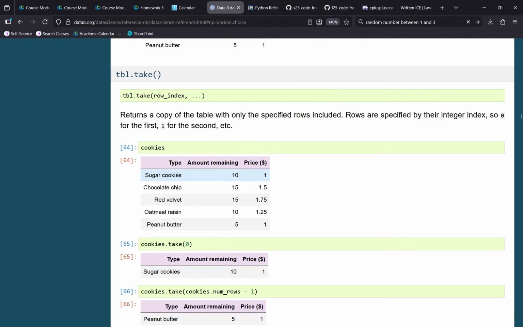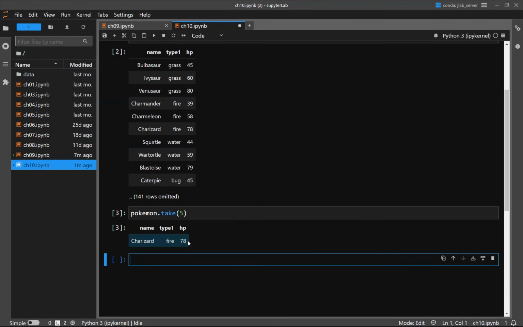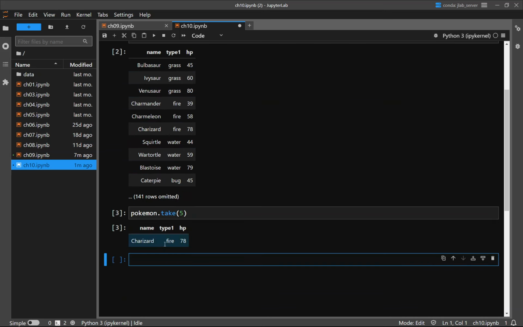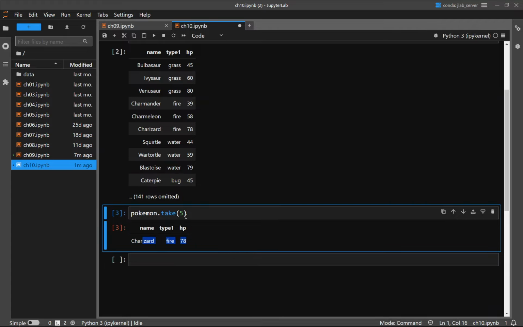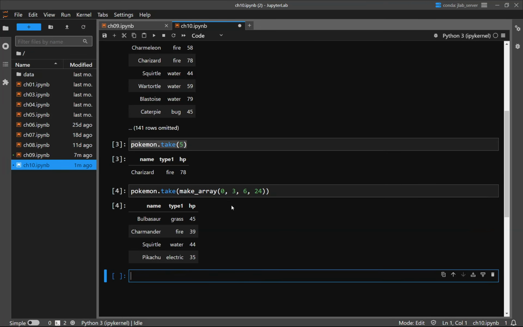So this is a table, this is row number 0. If you say dot take 0, it gives you that row. So here's my Pokemon table. If I take index 5, that's the 6th Pokemon, 0, 1, 2, 3, 4, 5, that's Charizard. So that's me taking it. You can give a bunch of indices to take, an array of things. Take 0, 3, 6, and 24, the Pokemon at those indices, and I've taken a piece of the table now.